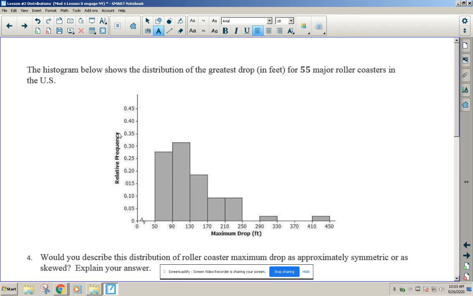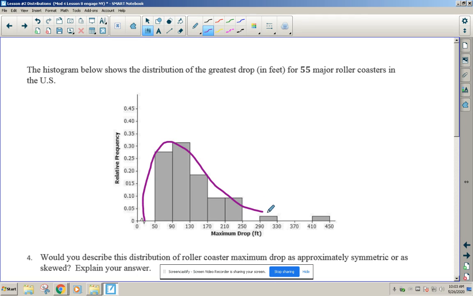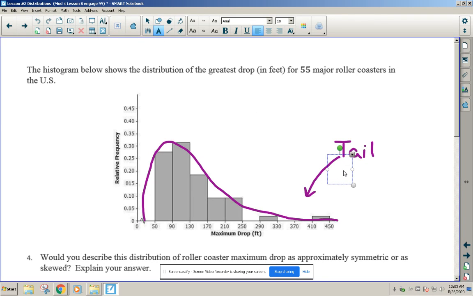And this is definitely not a normal curve. This curve went way up and then it has a tail over here on the right side. So this has a tail. And if it has a tail on one side, we call that skew. So this guy, because it has a tail on the right, we would say this graph is skewed to the right.